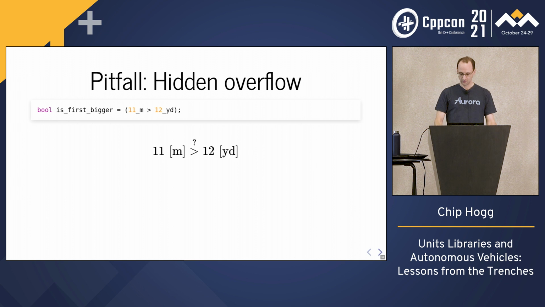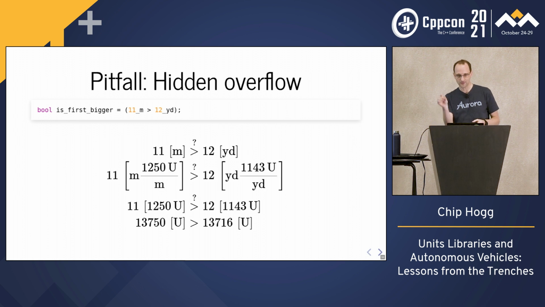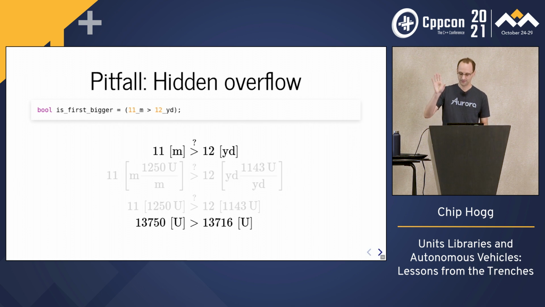Well, we convert the values to their common unit, which is going to be the largest unit that evenly divides both. Now, in this case, we don't have a special name for this unit, but it turns out to be just under a millimeter. Let's call it a U. So a meter is 1,250 U's, and a yard is only 1,143. Now the point is, the code makes it look like we're comparing 11 and 12, but the implementation is really comparing two 5-digit numbers. The possibility for surprising overflow is now clear.